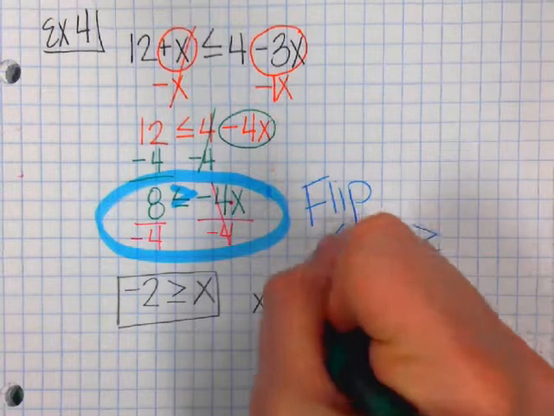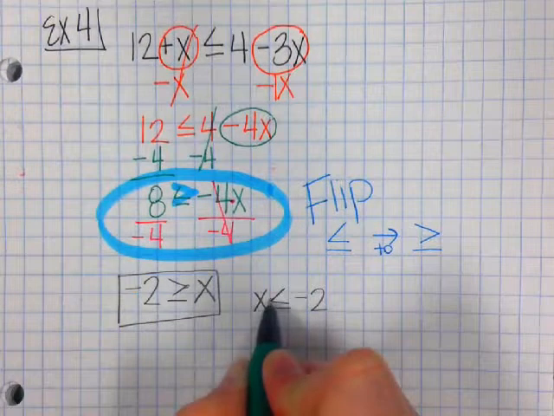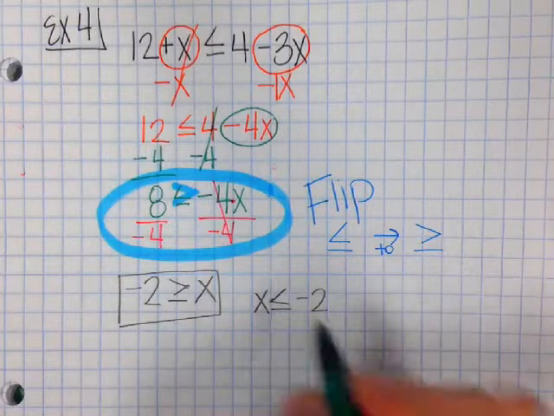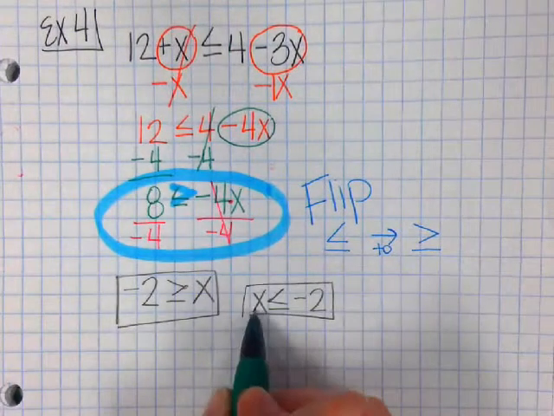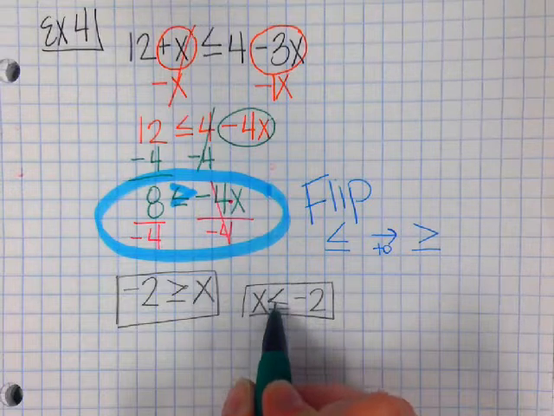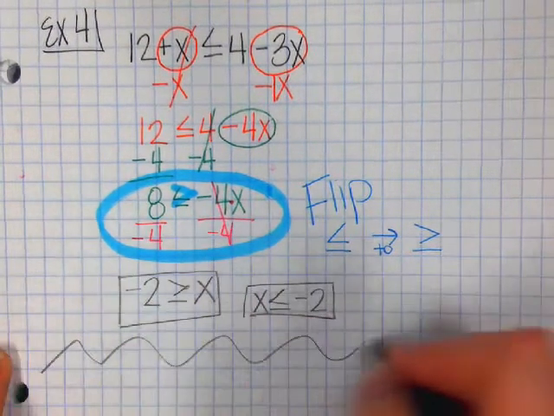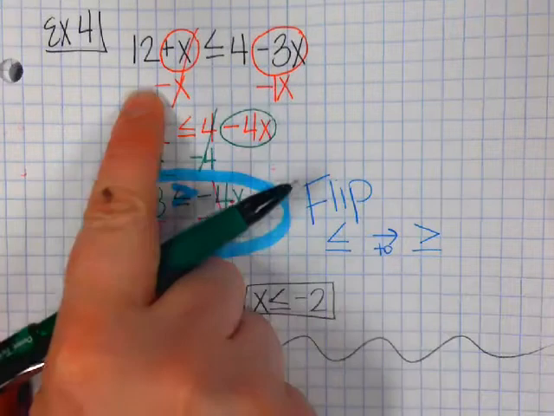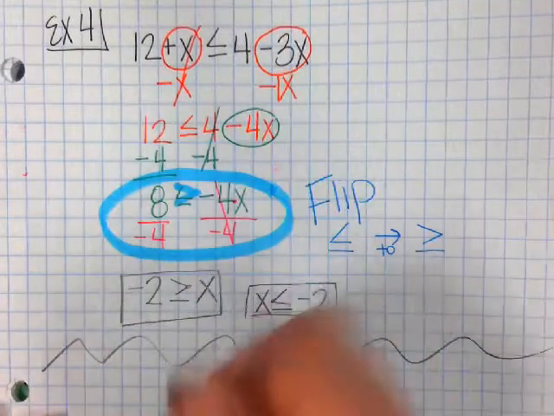You could also rewrite it if you like writing it with the x first. Notice the little portion is pointing to the x, so you need to write it like that. So I just rewrote it so that you can read it as x is less than or equal to negative 2. Now, I'm going to work this same problem. I'm just going to do it the opposite direction up here.